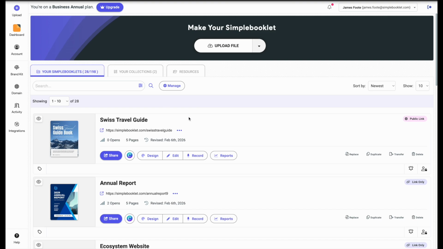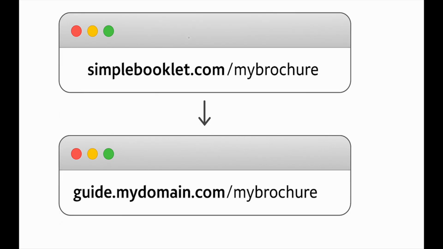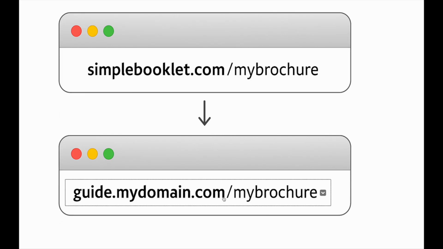So right here, I have a simple booklet that I just exported from Canva using the Canva Publish Intent Integration. And as you can see, normally your simple booklet link will look something like this with the simplebooklet.com domain. A custom domain lets you replace that part of the link with your own branded domain. So here's an example of one of the default simple booklet links. And then this right here would be whatever the title of your booklet is. But if you use a custom domain, you can change that to look something like this.